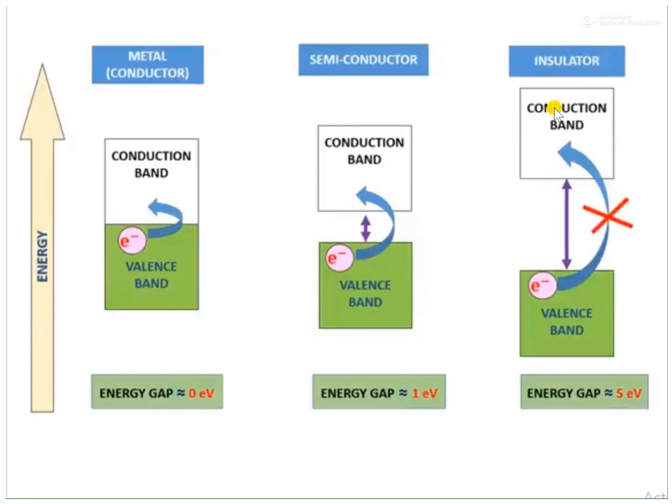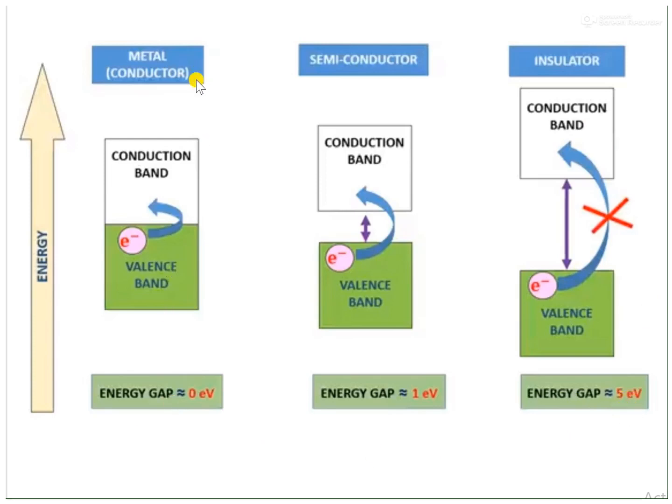In the case of insulators, here is the valence band, this is the conduction band, and you can see that the difference between the two bands is very large. The energy gap is very large. So in an insulator, it is practically impossible for electrons to jump from the valence band to the conduction band. Much higher energy is required to jump from the valence band to the conduction band. In this case, we can say that the energy gap is about equal to 5 electron volt.